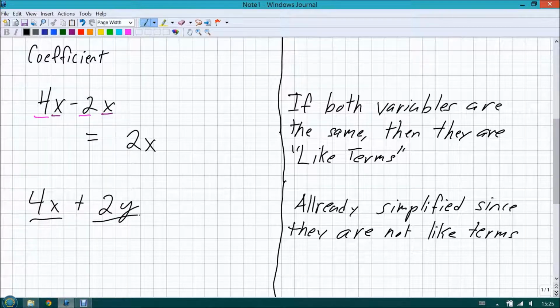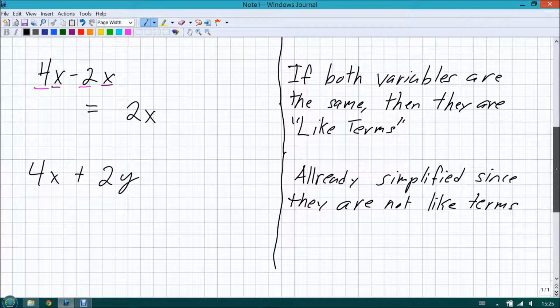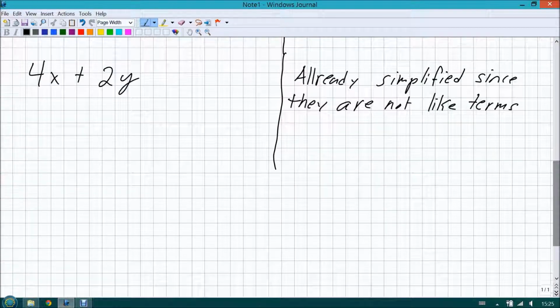It's like trying to add apples to oranges and get apporanges. It just doesn't work. You have apples, you have 4 of them. You have oranges, you have 2 of them. And you cannot have 6 apporanges. So next up, let's take a look at working with some other terms.